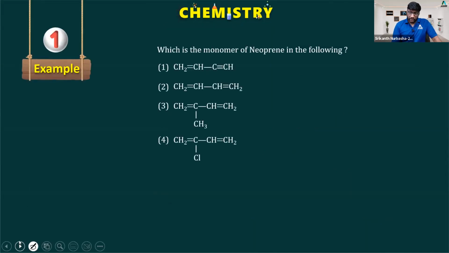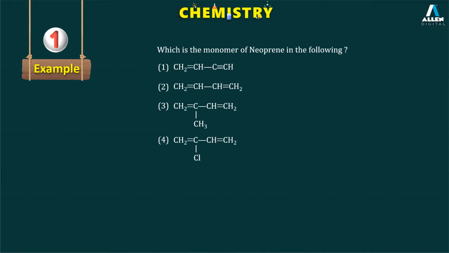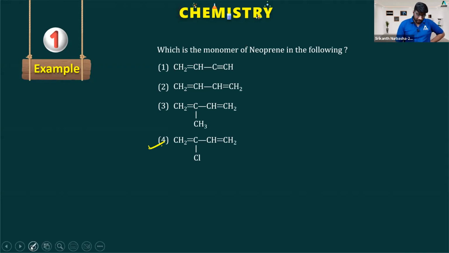Try to solve this example. Which is the monomer of neoprene in the following? Neoprene, with respect to synthetic rubber, is polychloroprene. So option four will be the right option.